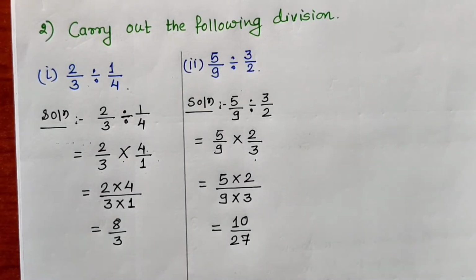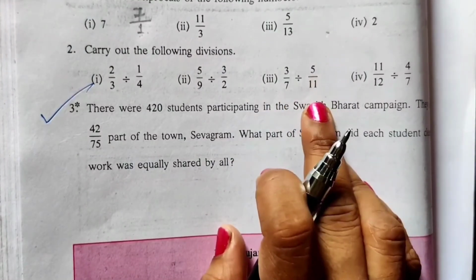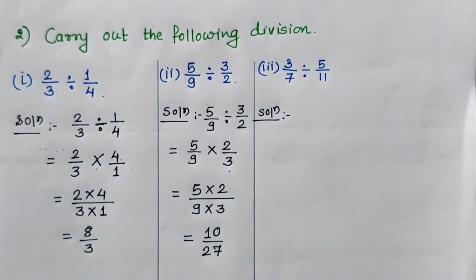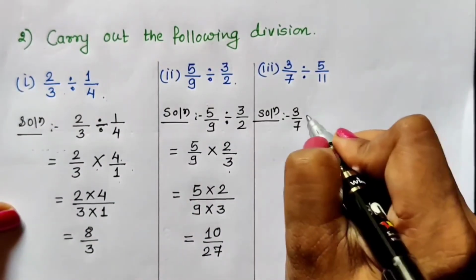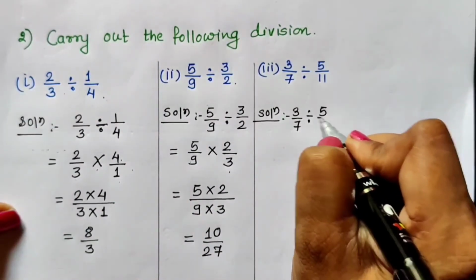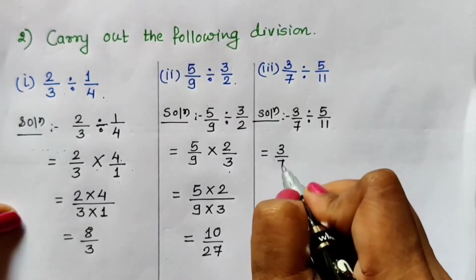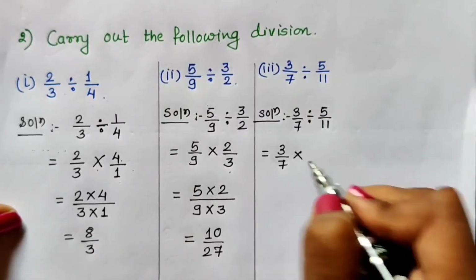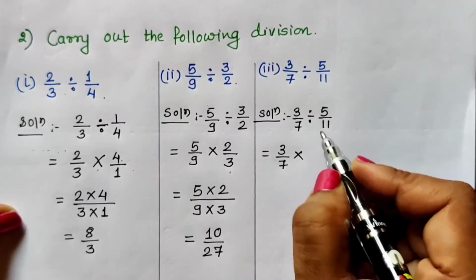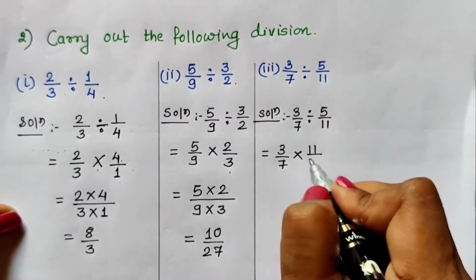Third sum is 3 upon 7 divided by 5 upon 11. Let us solve. In solution, write the sum again: 3 upon 7 divided by 5 upon 11. Convert into multiplication. 3 upon 7 first fraction write as it is. Division sign convert into multiplication. Second fraction we have to write reciprocal. 5 upon 11 reciprocal is 11 upon 5.